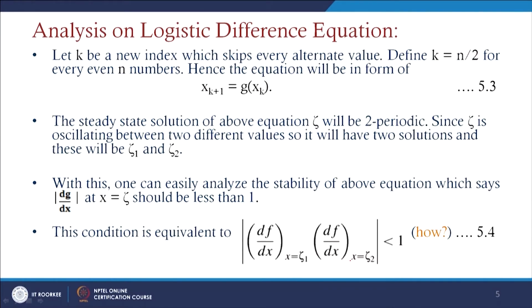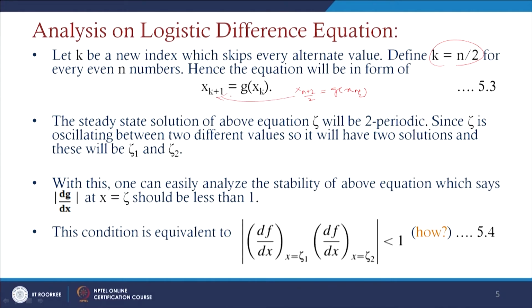If we go for further analysis of this difference equation, let us suppose we substitute k as a new index which keeps every alternate value. This means we define k equals n by 2 for every even n. So, if we put k equals n by 2, we can write the substituted value x of (n plus 2) by 2 as g of x of n by 2, but we are considering only the even numbers here. That is why we write it in complete form as x_{k+1} equals g of x_k.